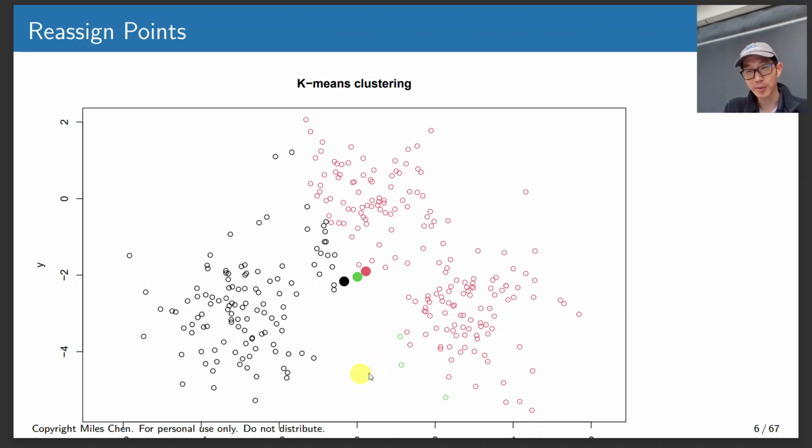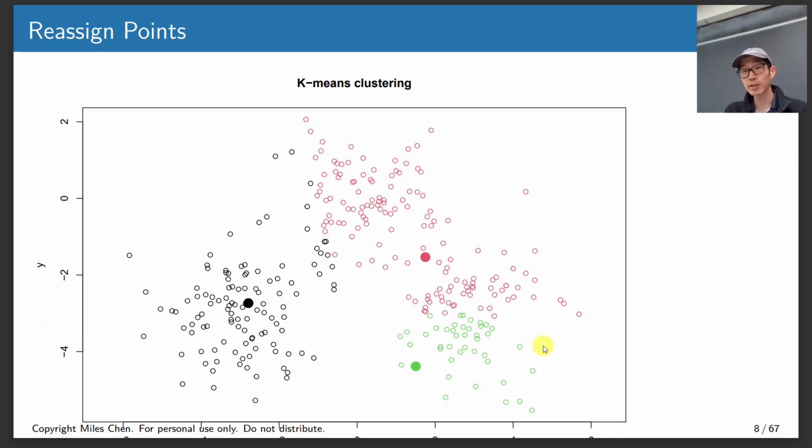Then we say, okay, what's the centroid of everything in red? What's the centroid of everything in black? What's the centroid of everything in green? And we get that. And then we reassign the points. Between red and green, all of these points down here will get assigned to green. You can imagine drawing a line connecting red and green, and then something perpendicular to it, and that will be your boundary.